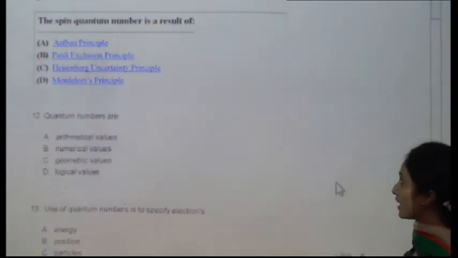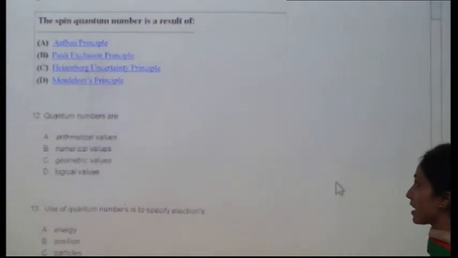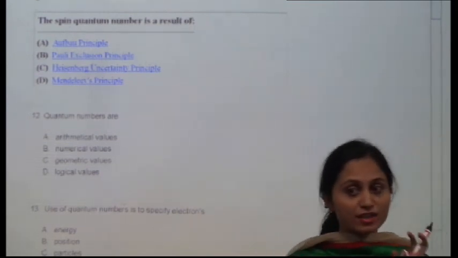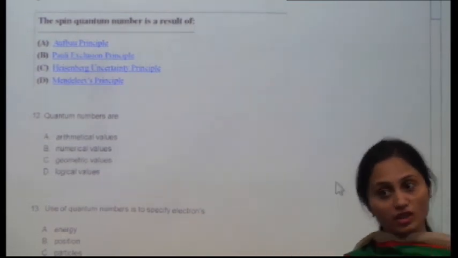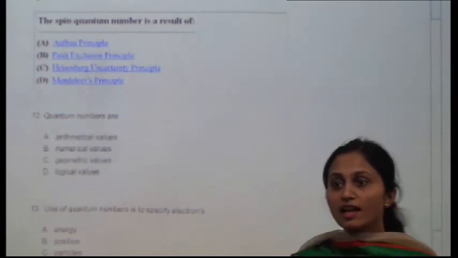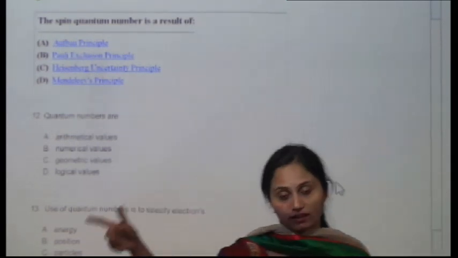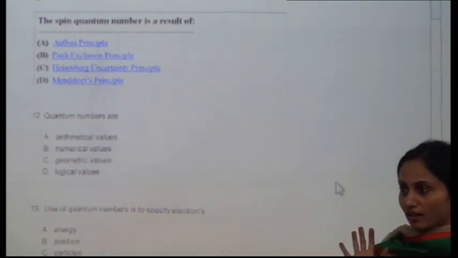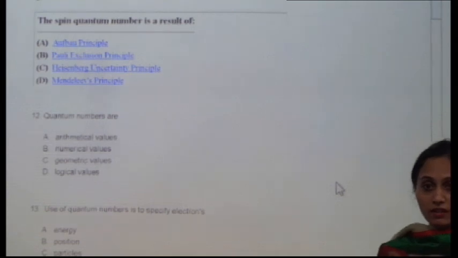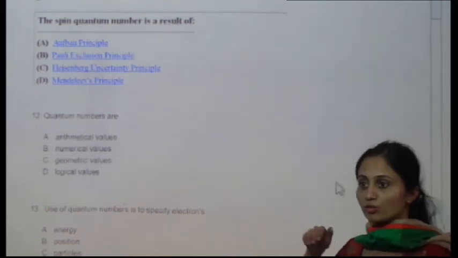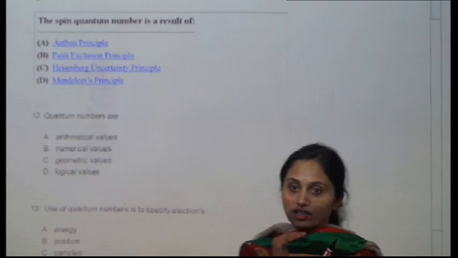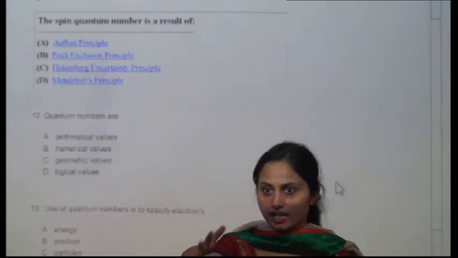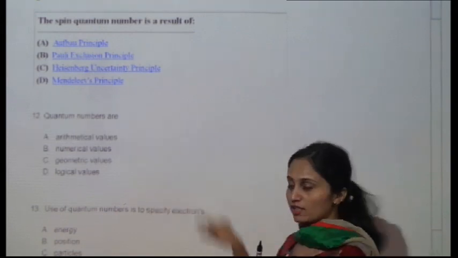Okay. Then next question. The spin quantum number is a result of? Now, I told you spin is something that you do not get from the Schrodinger wave equation. Okay? I told you that it was determined experimentally, and accidentally also by Stern and Gerlach. But which rule can you relate? What is Aufbau's rule? Let's revise. The one in which the electrons get filled according to the order of energy. No relation. Pauli's exclusion principle.